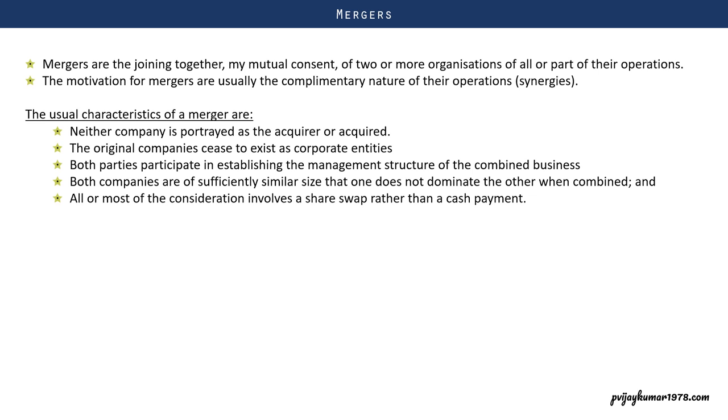Both parties participate in establishing the management structure of the combined business. Both companies are of sufficiently similar size so that they do not dominate each other when combined. And all or most of the consideration involves a share swap rather than a cash payment. After a merger, the existing shareholders of the old company will get shares of the new company as per the agreed ratio, which is linked to their existing holdings.